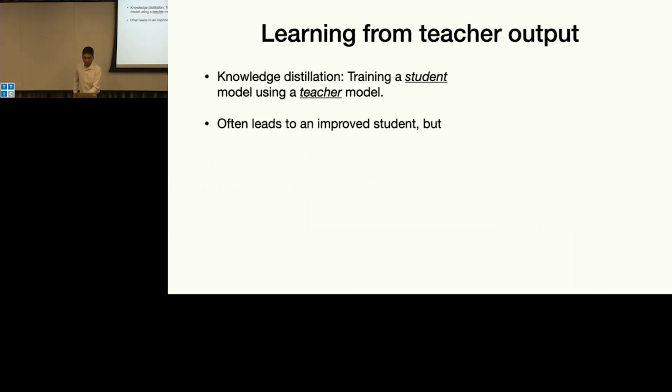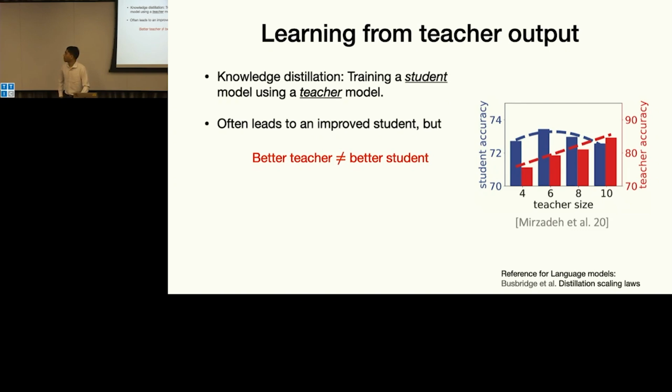Knowledge distillation has been known to often lead to a better student than just training on training data. But what has been observed in practice is that a better teacher need not always lead to a better student. This is a plot from a 2020 paper that showed that in some computer vision tasks, with increasing performance of the teacher, the performance of the student did not show monotonic behavior. This has also recently been shown for language models in an Apple paper in 2024.